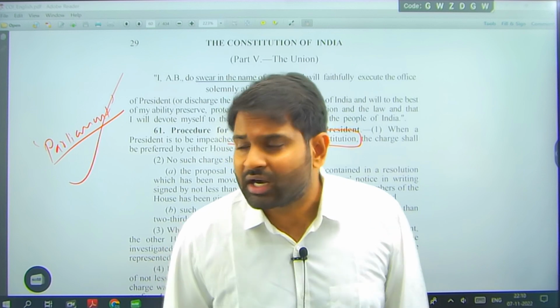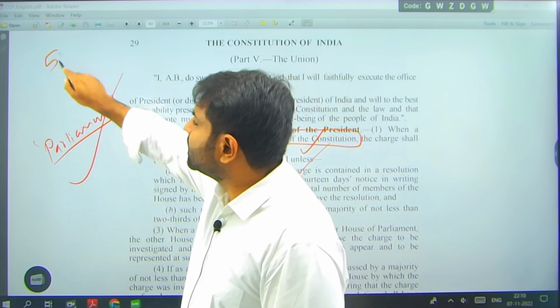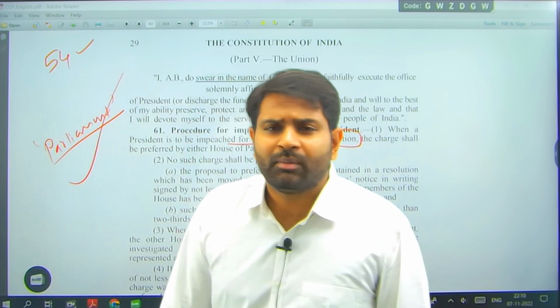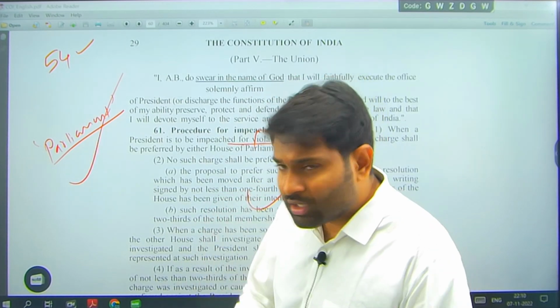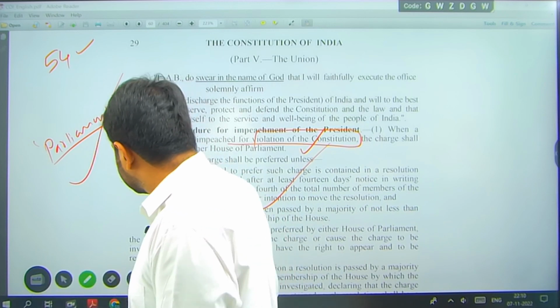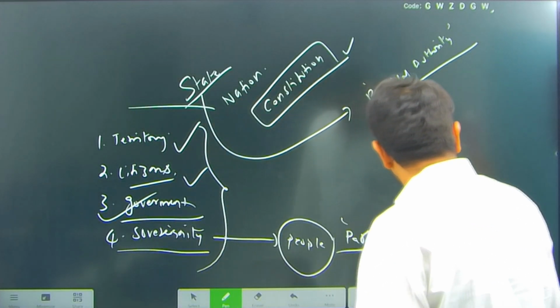In election of the president, article 54, it is clearly mentioned that both the states and the parliament will participate. That is federal principle. What is federalism? I will tell you the principles of federalism in 1 second. We will demolish federalism. What is unitary? What is federalism? We will demolish that in 1 second.